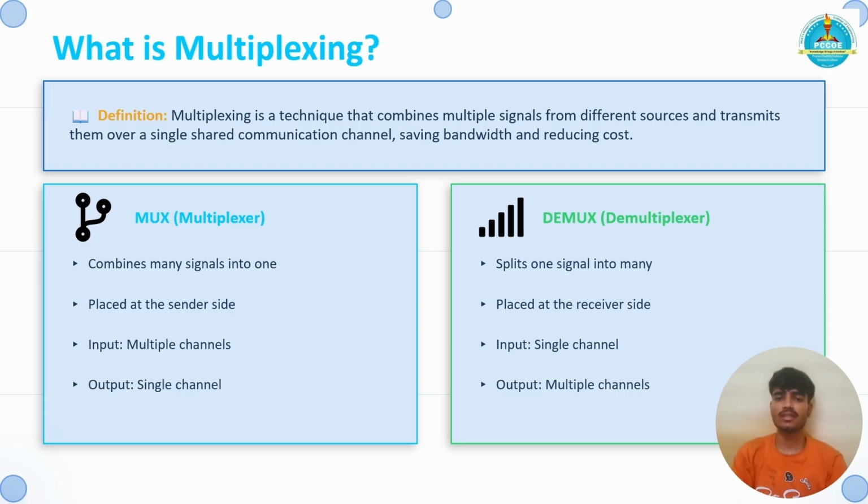The second device is the demux or the demultiplexer. The demultiplexer performs the opposite operation. It separates the combined signal into individual signals at the receiver side. So we can simply say that mux combines signals and demux separates the signals.